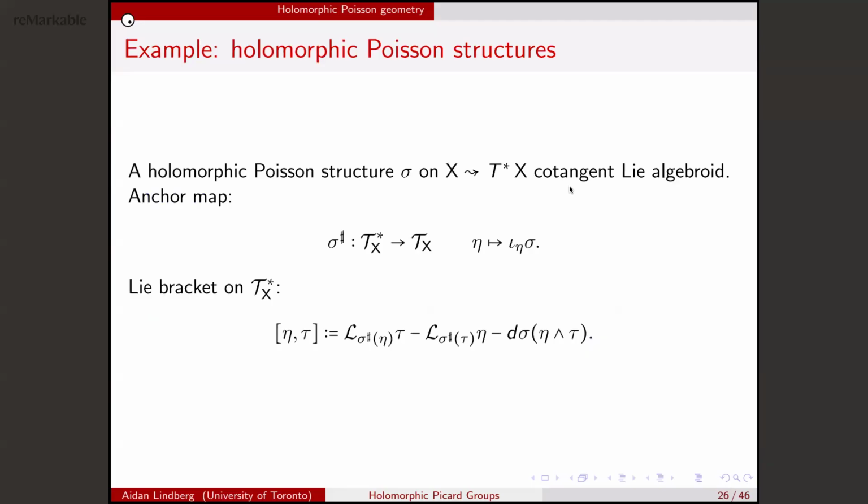So a holomorphic Poisson structure turns the cotangent bundle into a Lie algebroid. So if this is true, I need to tell you what the anchor map is. This is a map now from the cotangent bundle to the tangent bundle, and it's just going to send a one form to the vector field which I get by contracting that one form into the bivector. Okay. And then there's a formula for the Lie bracket. This formula doesn't really matter. Maybe you couldn't think of what the Lie bracket should be off the top of your head. There's a formula for it.